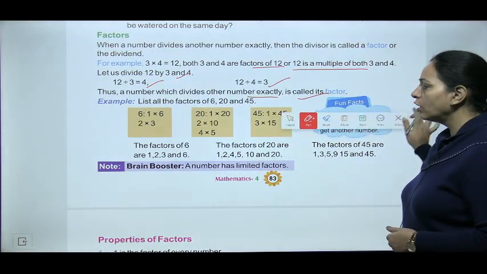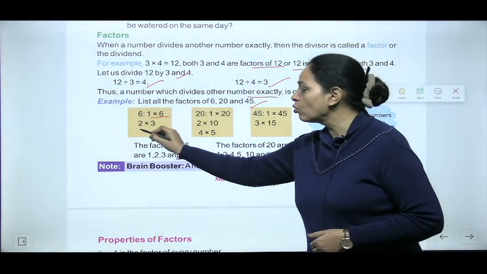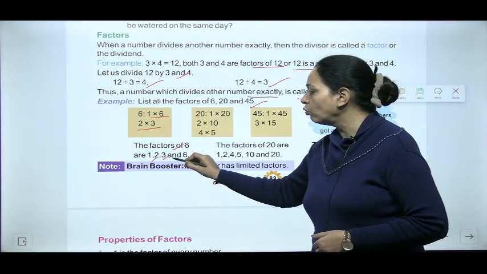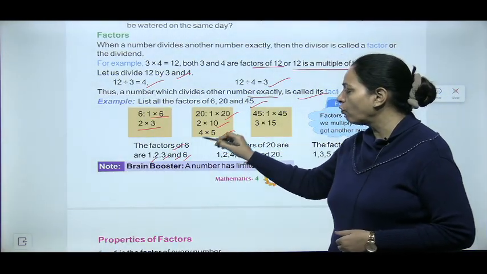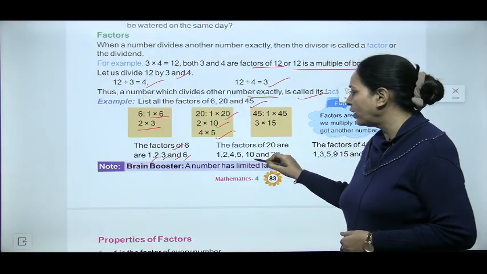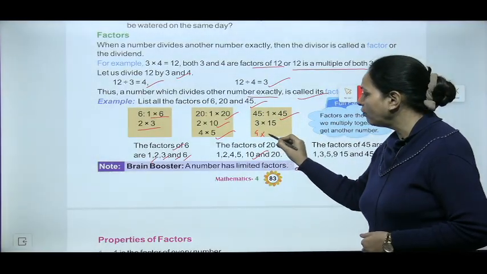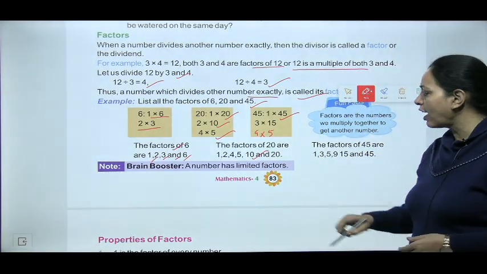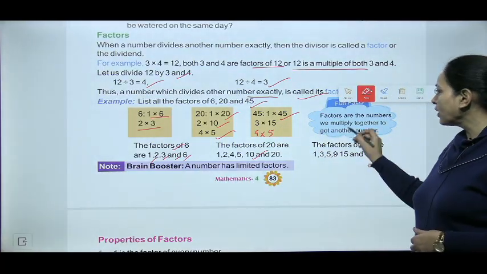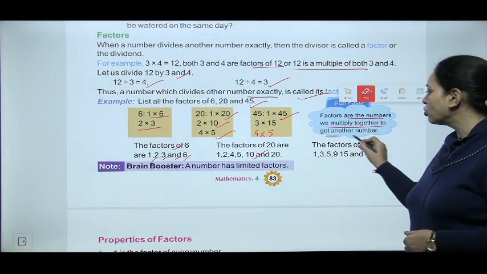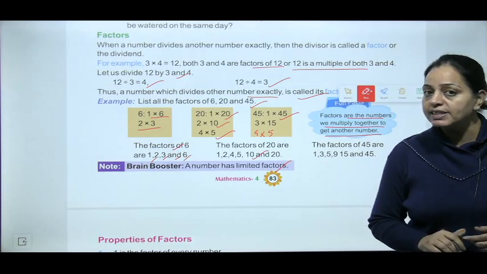See example, list all the factors of 6, 20 and 45. So 6 is what? 1 into 6, 2 into 3. So factors are 1, 2, 3 and 6. 20: 1 into 20, 2 tens are, 4 fives are. So factors are 1, 2, 4, 5, 10, 20. And 45: 1 into 45, 3 into 15, 9 fives are. Okay, so factors are 1, 3, 5, 9, 15, 45, right? So factors are the numbers we multiply together to get another number. Now brain booster, a number has limited factors.